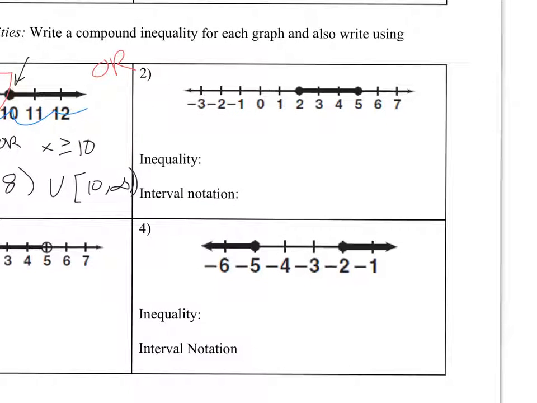Okay, number 2, it's an in-between. You're shading in between and including the endpoints. So it's negative 2 is less than or equal to x is less than or equal to 5. Interval notation would be start at negative 2 with a bracket and go to 5.